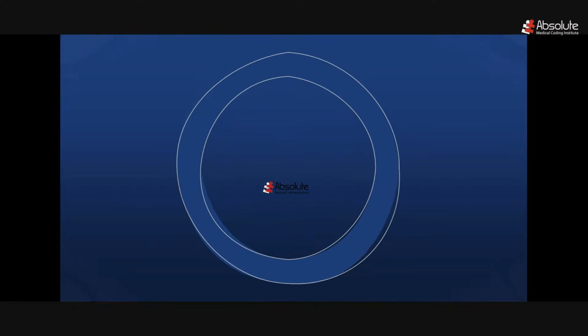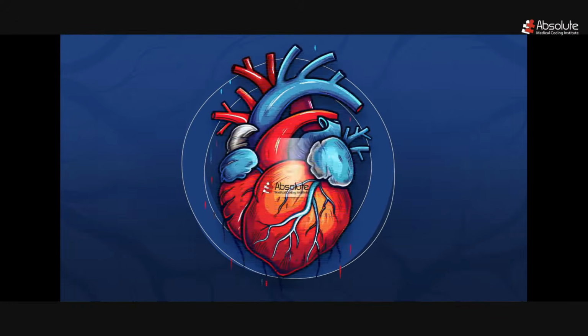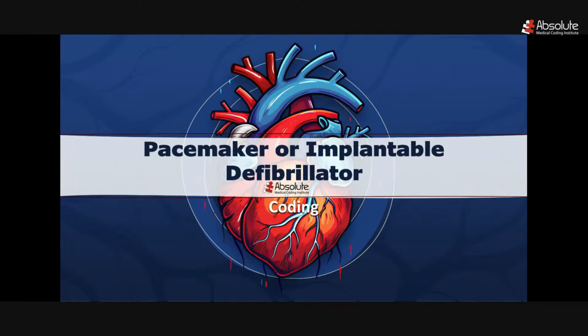So as I said, today we are going to talk about something that literally keeps our heart rhythm going, and that's pacemakers and defibrillators.